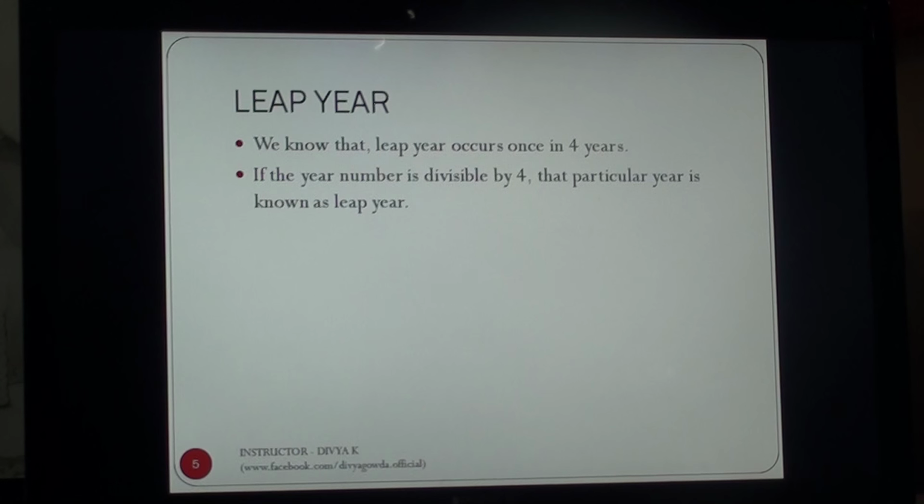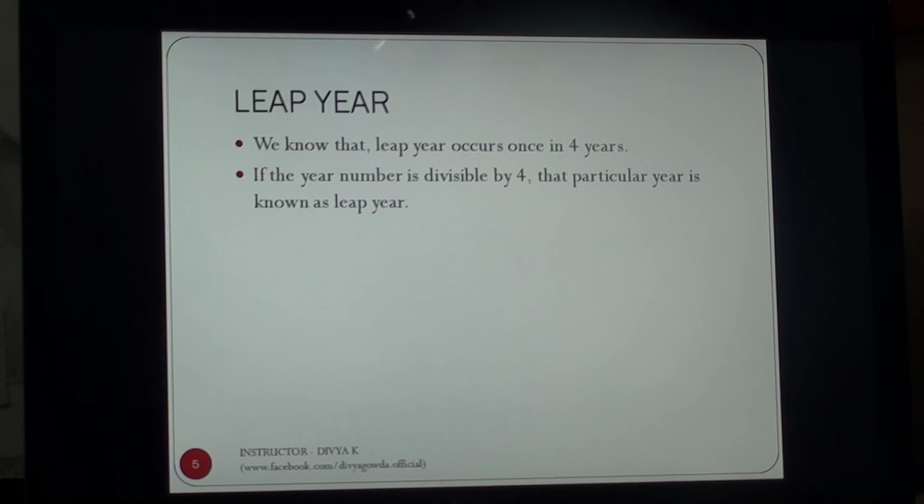For example, 2015 is not divisible by 4. First of all, it is odd, and it is not divisible by 4. Hence, I can say it is not a leap year. The coming year, 2016, if you see, is actually divisible by 4. 2016 is divisible by 4.